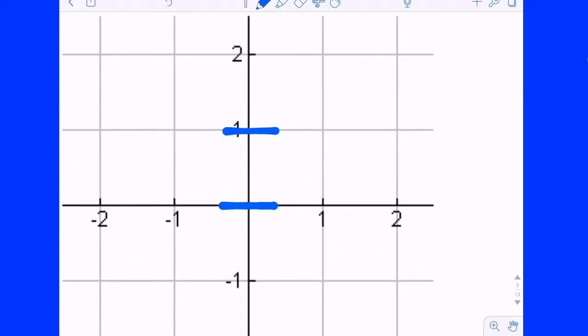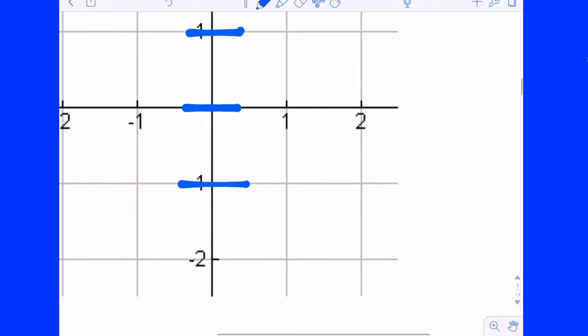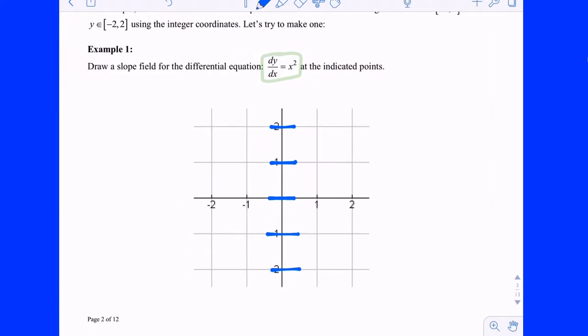There's one. There's another one. There's another one. These are as horizontal as I can physically make them. How long do they need to be? Long enough to see, but not so long that they interfere with any other ones that you might be drawing. Easy enough, right?